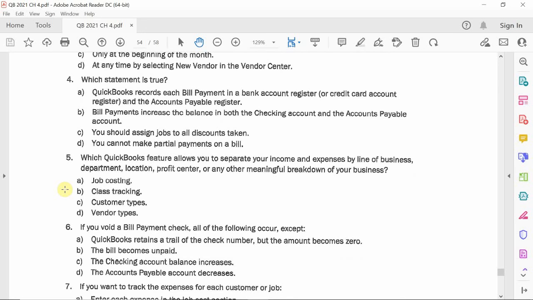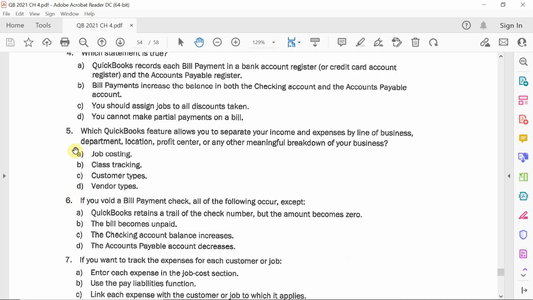Which QuickBooks feature allows you to separate your income and expenses by line of business, department, location, profit centers, or any other meaningful breakdown of your business? B, class tracking. Good, excellent. Class tracking is for making those separations. Job costing is for your customers; you assign them to customers.